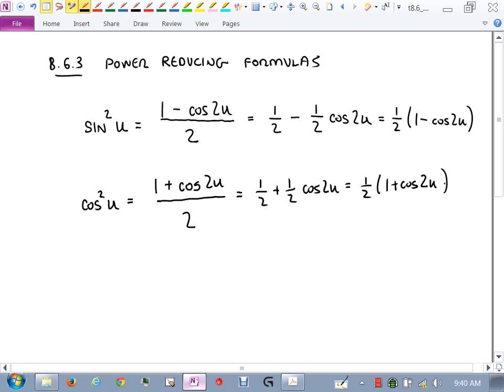All right? Is there one for tangent? Yes. It's just the ratio of these two fractions right here, right? So if you were to take this and divide it by this and do the reciprocal thing, the 2's would cancel out. So you just get 1 minus cosine 2u over 1 plus cosine 2u.